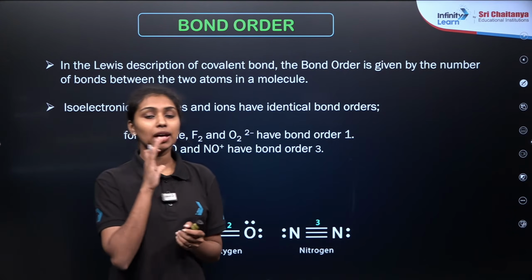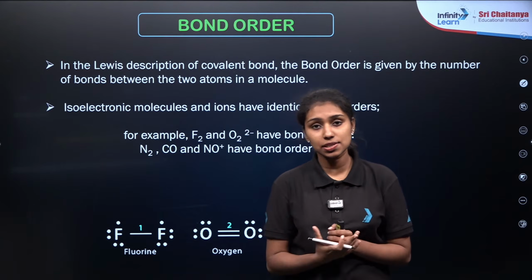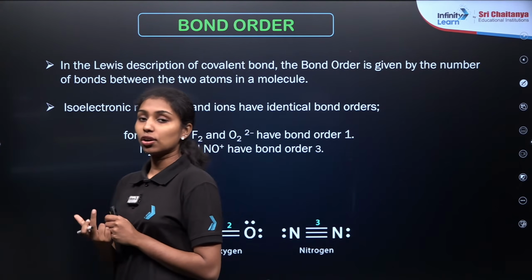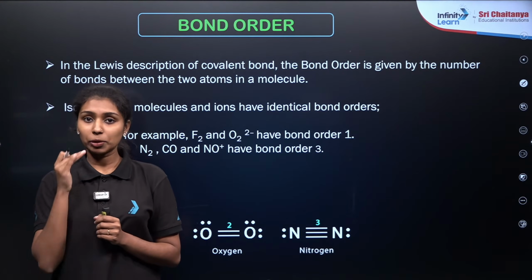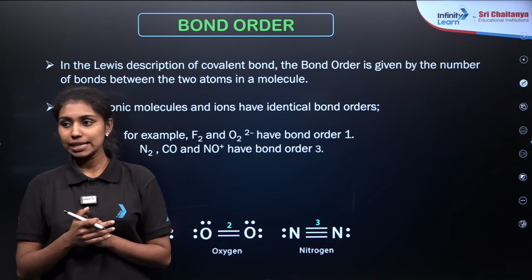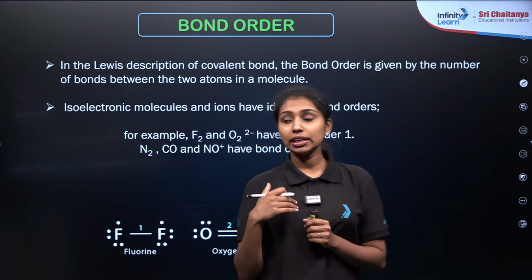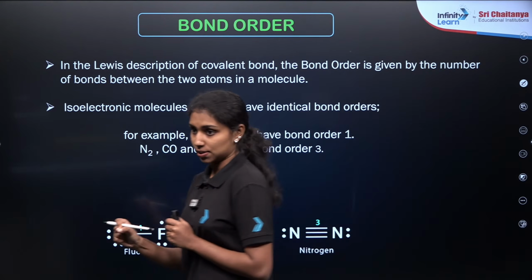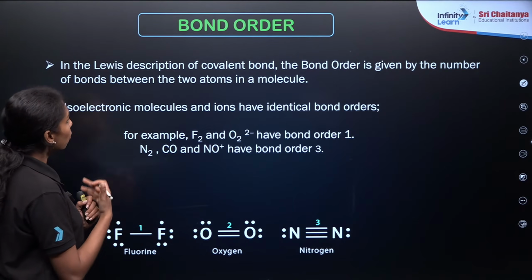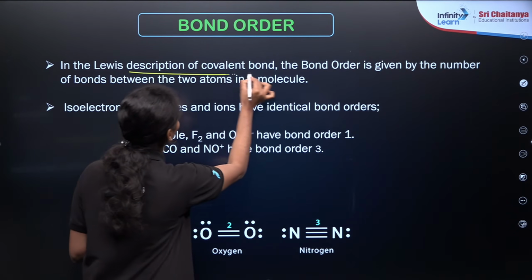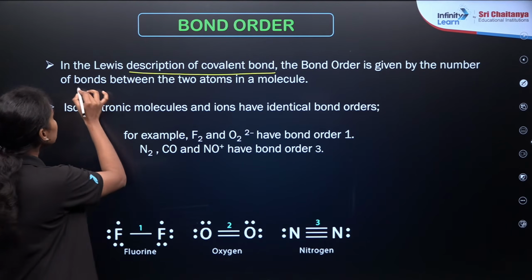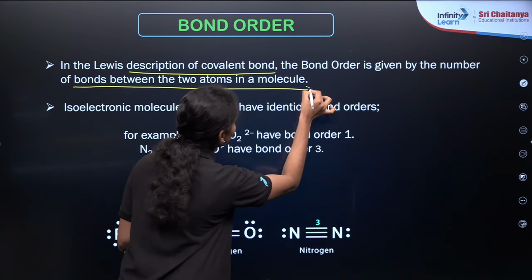So in the first class, we have already seen how to draw the Lewis structures of any molecule, right? We have already seen some rules to find out the Lewis structure of any molecule. So from that we can identify the number of lone pairs as well as the number of bond pairs while drawing the Lewis dot structure. So in the case of Lewis dot structure, for the description of the covalent bond, the bond order is given by the number of bonds formed between the two atoms in a molecule.